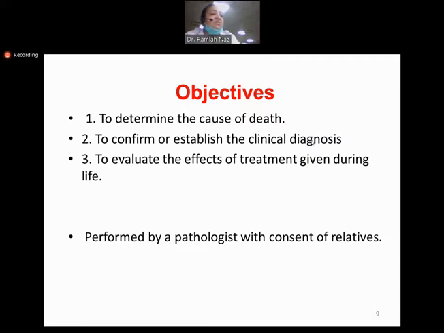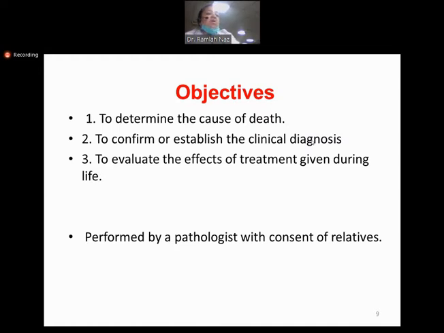The objectives of these autopsies are to determine the cause of death, basically to confirm or establish the clinical diagnosis. In trial cases, sometimes we put patients on different trials in the big hospitals, and we want to see, if the person is not responding, which organ is not responding to that. So we look for these things, and evaluate the effect of the treatment given during life.